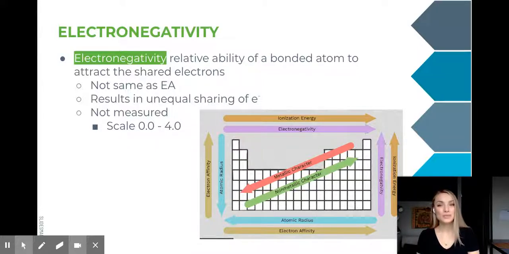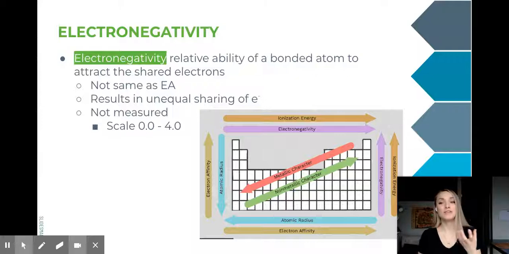So this should not be confused with electron affinity, which, as you remember, is essentially the ability of an atom to become an anion, to be negatively ionized, so to take on an additional electron, which is not the same thing as sharing an electron. So electronegativity is only a trait that we see in bonded atoms.